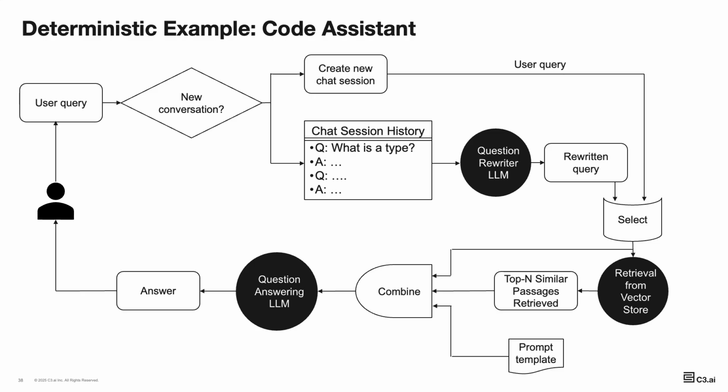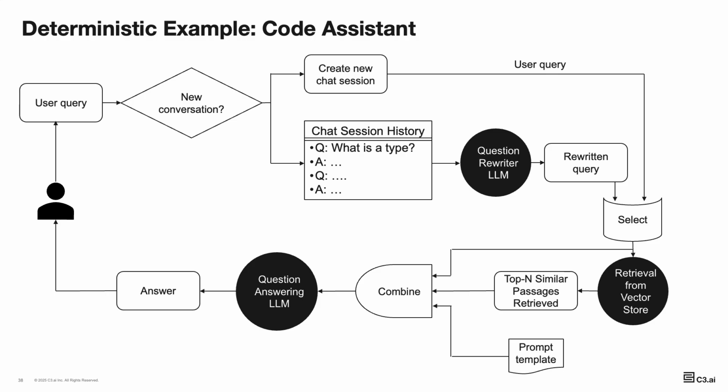You may have heard about the C3 AI Code Assistant. I hope you try it out. And this is what's happening behind the scenes. It's a deterministic orchestration, probably like 20 lines of Python code. You can see a query comes in, and there's one decision point in the flow. We need to decide, is it a new conversation? If so, we create a new session. Otherwise, we retrieve the history of questions and answers so far in the conversation and call an LLM to rewrite that history, so that we can answer follow-on questions. And either way, we pass that down to the next step.